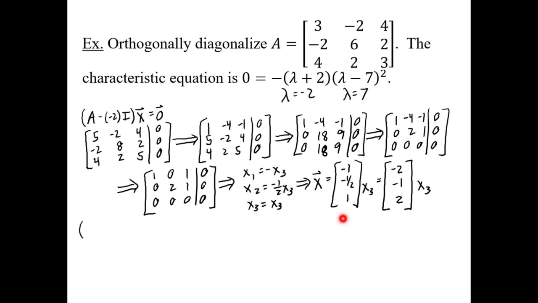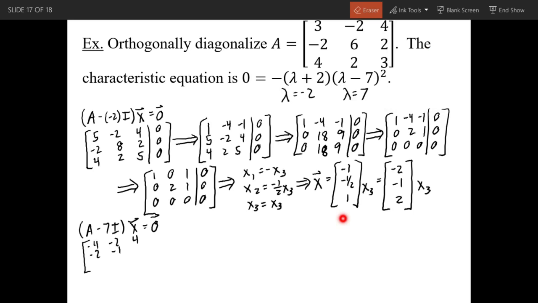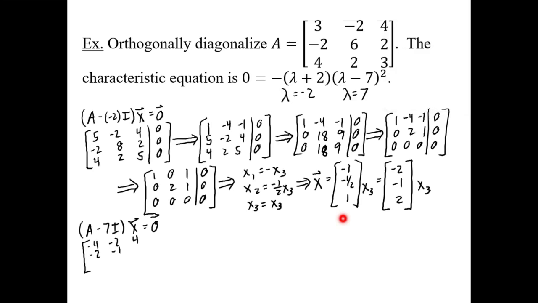So I'm going to do A minus 7I times x equals 0. So let's see here. Subtract 7 from the main diagonal. I get -4, -2, 4, -2, -1, -2. Wait, hold on a second. Oh, that should just be a positive 2. So that's 2. And then 4, 2, -4. Okay. And then augment that with 0, 0, 0.